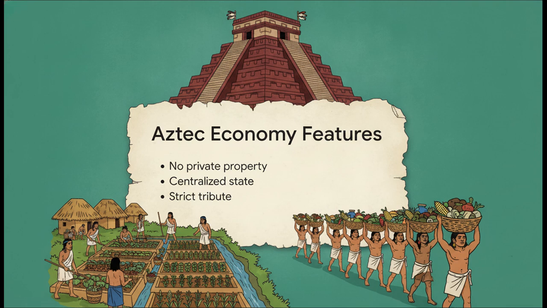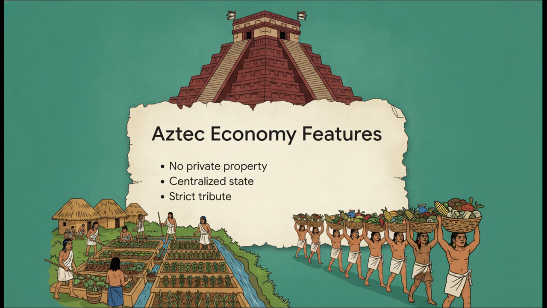Let's break down the nuts and bolts of this Aztec economy. First, there was no modern private property. Land was held communally by local groups called calpules. These villages were agrarian. They were entirely self-sufficient, but looming over all of them was this highly centralized state power located in Tenochtitlan. The Aztec ruling class didn't sustain their immense empire through free trade.